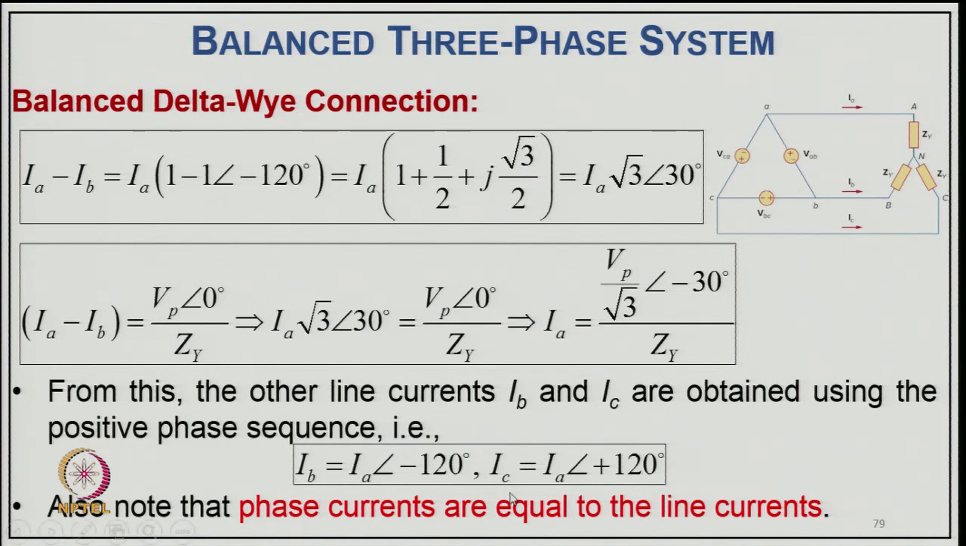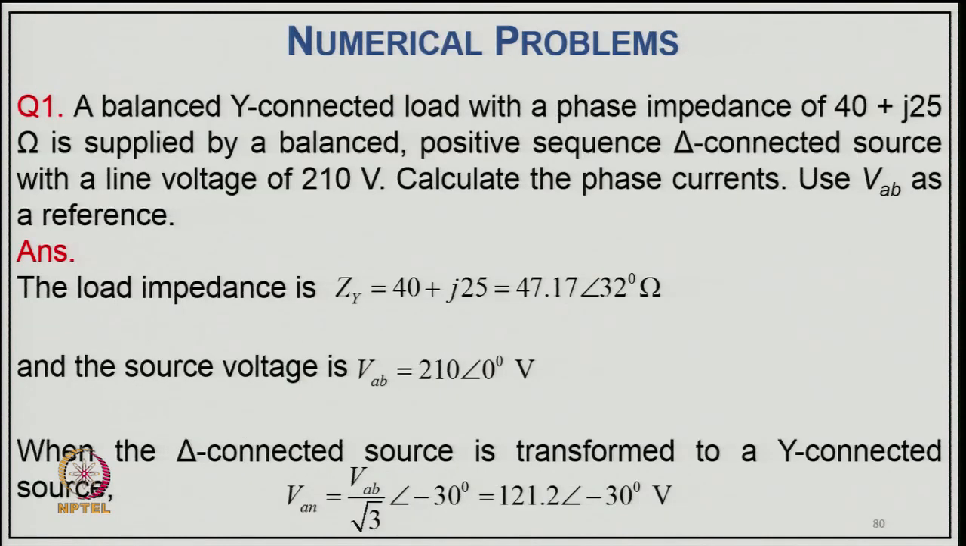So, IB equals IA at the angle minus 120 degrees, and IC equals IA at the angle plus 120 degrees. Also note that the phase currents are equal to the line currents, of course, in the case of a star connected load. Now coming to the example: a balanced star connected load with a phase impedance of 40 plus J25 is supplied by a balanced positive sequence delta connected source with a line voltage of 210 volts. Calculate the phase current and use AB as a reference.